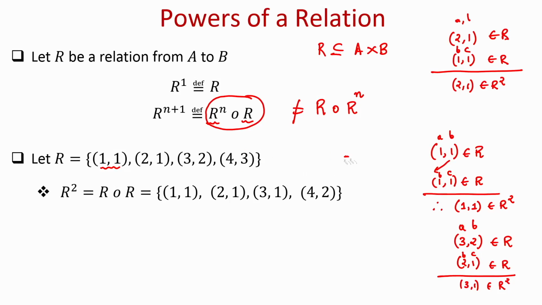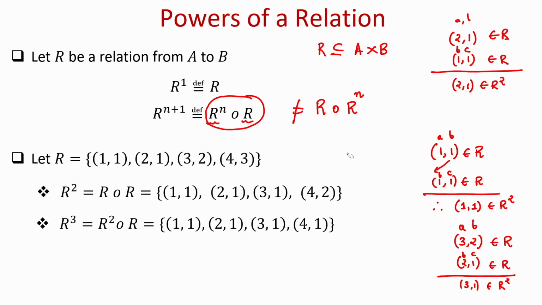Okay. That is how we take the powers of the relation. If I want to compute R cube, then it will be the composition of R square with the relation R. So, I will take this R square here first and compose it with the original relation R. That means, the relation R has to be applied first and then on top of that the relation R square has to be applied. Okay.